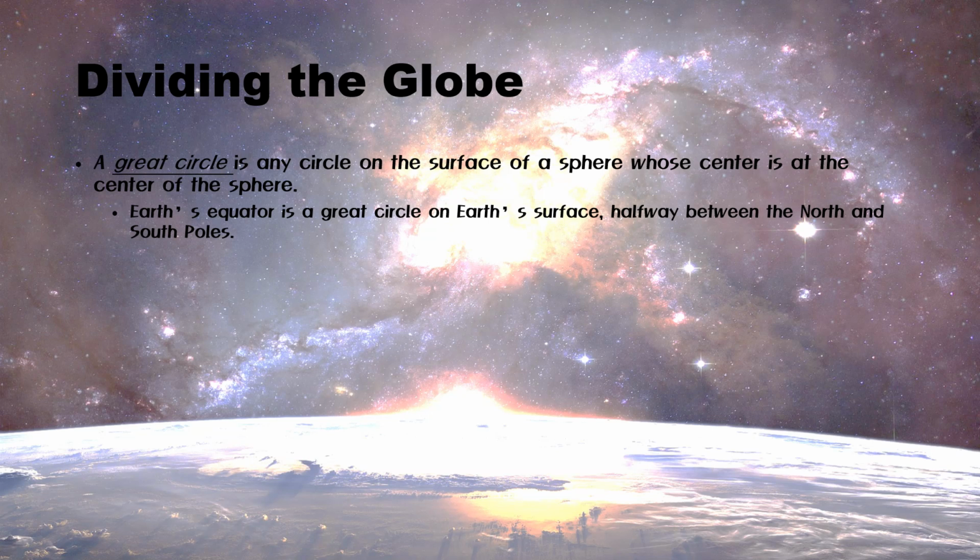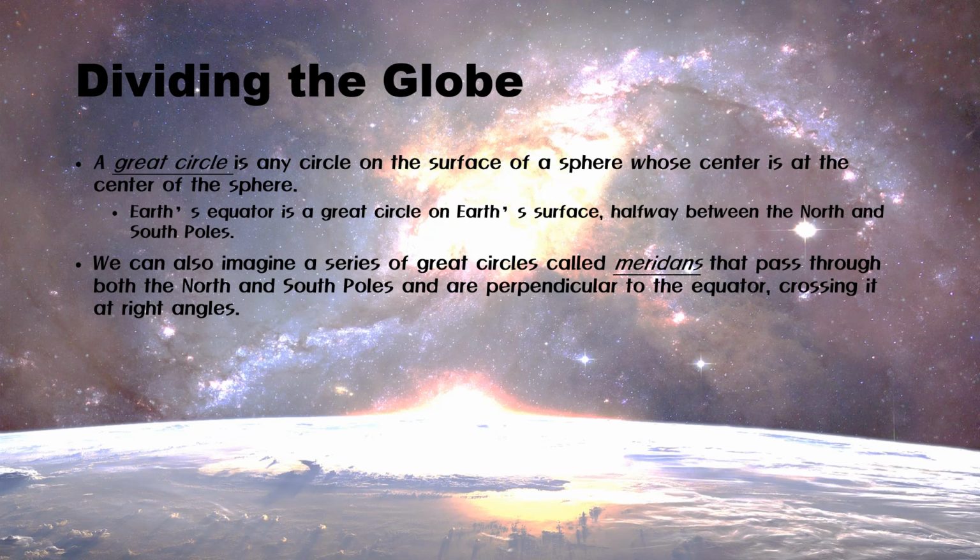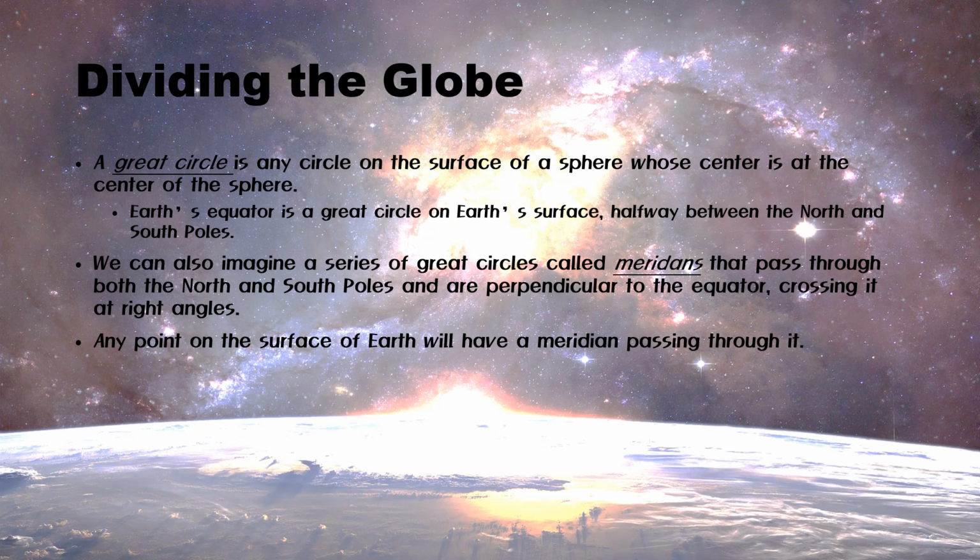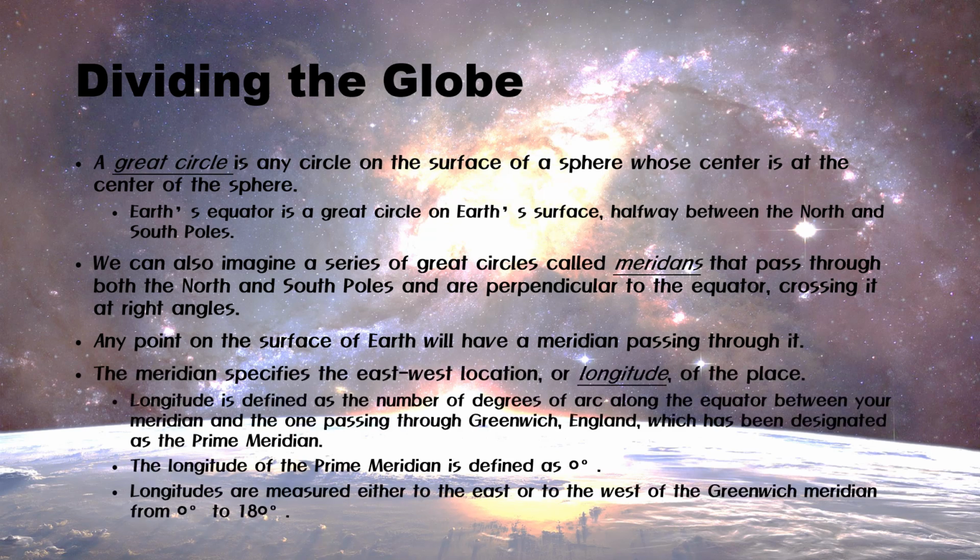Now, Earth's equator is technically a great circle on Earth's surface because it is halfway between the north and south poles, and the center of that circle would lie, of course, at the Earth's core. We can also imagine a series of great circles called meridians that pass through both the north and south poles and are perpendicular to the equator, crossing it at right angles. Any point on the surface of Earth will have a meridian passing through it. Now, the meridian simply specifies the east-west location, or the longitude, of the place.